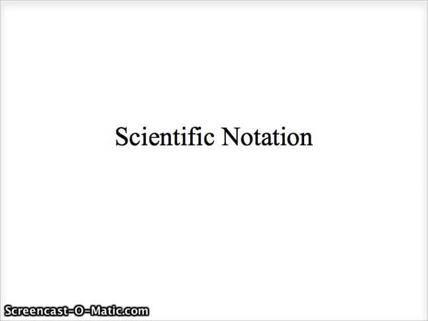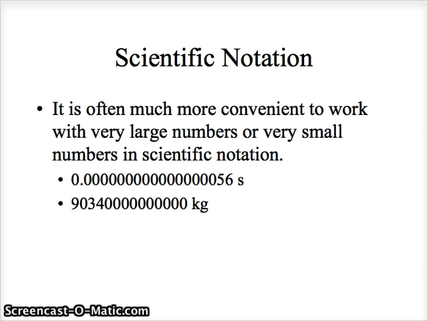Okay, so we're dealing with scientific notations, and scientific notation is really an easier way to work with really large or really small numbers. In both of these examples, 0.000 and a whole lot of zeros 56 seconds and 9034 and a whole lot of zeros kilograms, these are two measurements that are very small and also very large. So in an effort to make it more efficient and more effective when we're dealing with values and measurements, we want to put them into scientific notation.